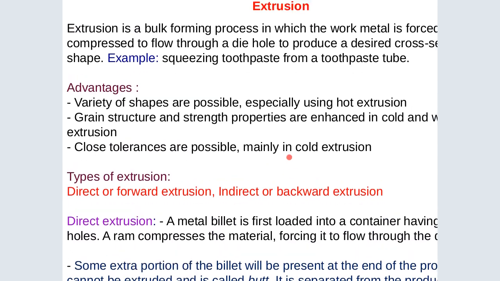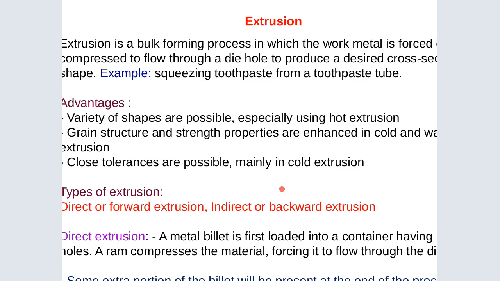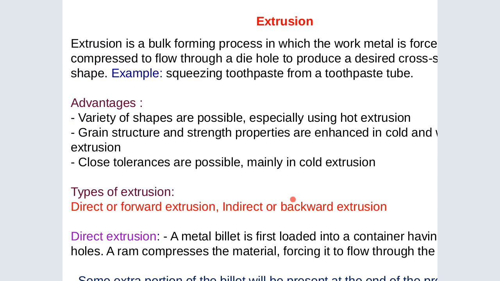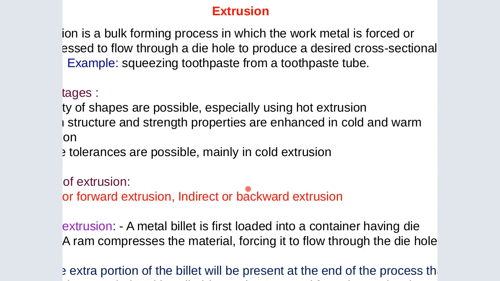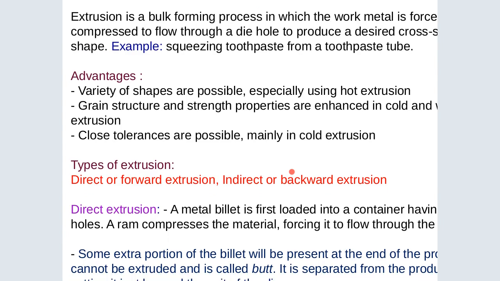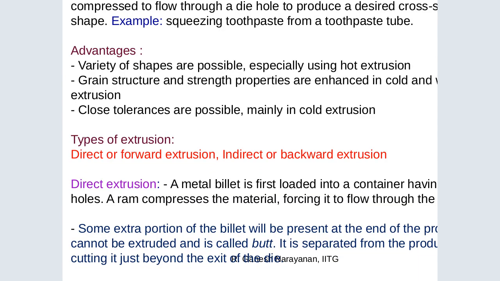Extrusion. It is the bulk forming process in which the work metal is forced or compressed to flow through the die hole to produce a desired cross-sectional shape. Example, squeezing toothpaste from the toothpaste tube.